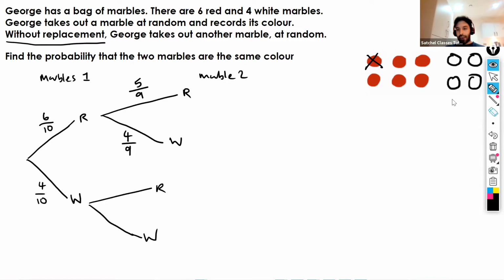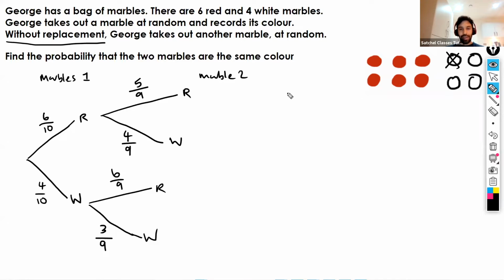However, let's say if the first marble taken was white, so we would have to get rid of a white marble. That's the marble that's not replaced. We're going to have 3 out of 9 marbles, which is still white, and then 6 out of 9, which are red. So it says find the probability of the marbles being the same color.